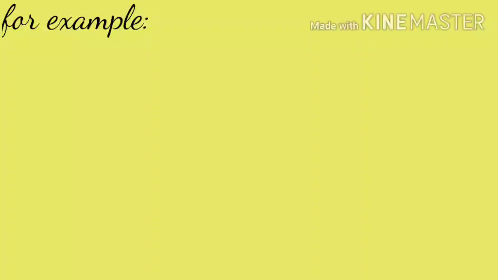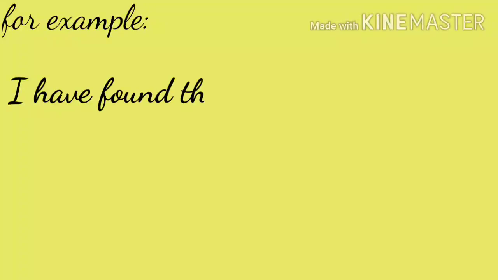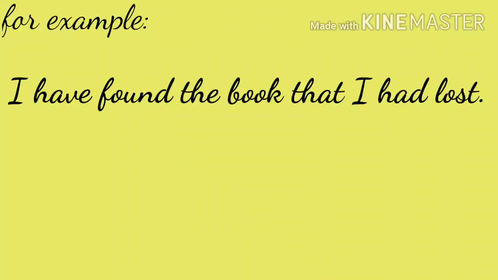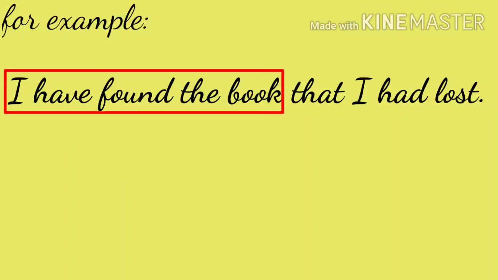Okay, let's take the sentence. I have found the book that I had lost. All right, look at the sentence once again. I have found the book that I had lost. Now, if you look properly, you'll find two clauses in the sentence. The first one is, I have found the book. All right, I have found the book is one clause. The other is that I had lost.